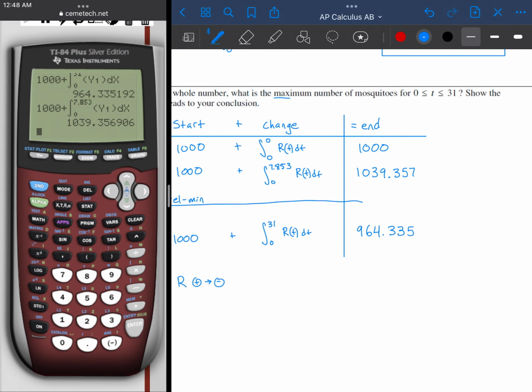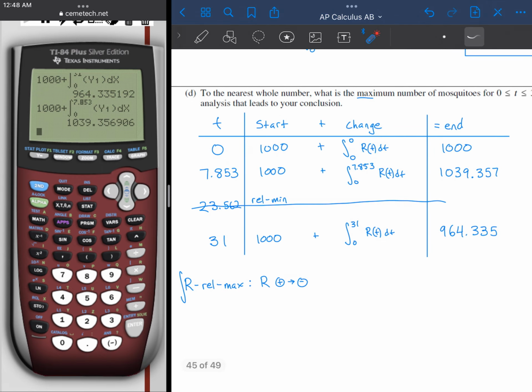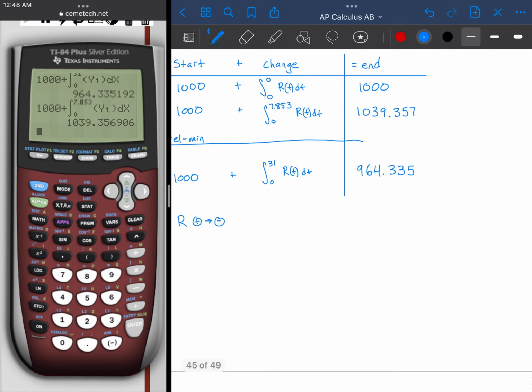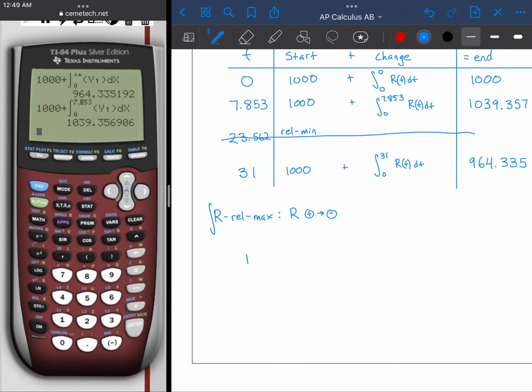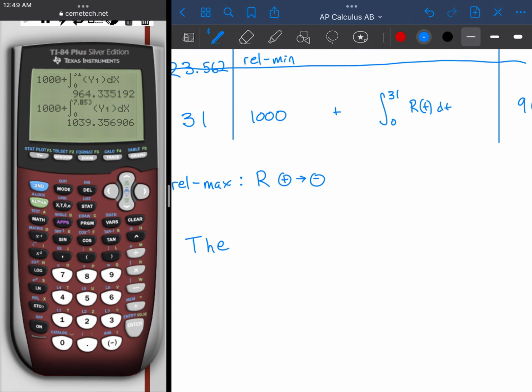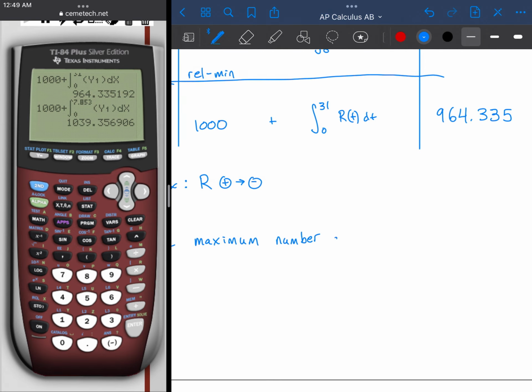1,039.357. Cool. And I didn't forget nearest whole number, so I'll round that in my final answer when I'm writing it down here. I'll say, and I want to zoom in here, the maximum number of mosquitoes. I'll try to spell mosquitoes again.